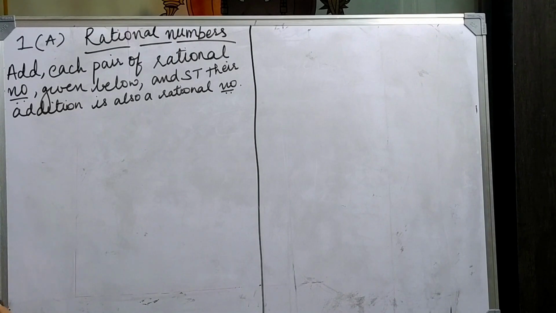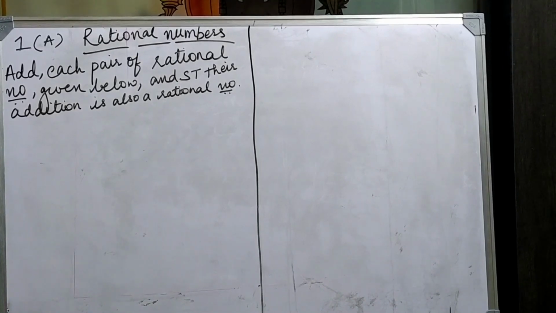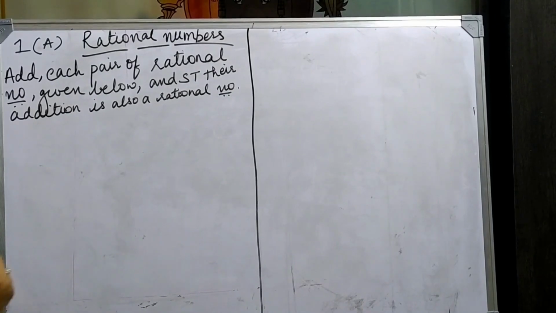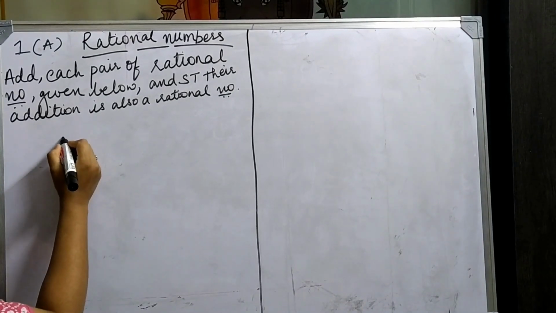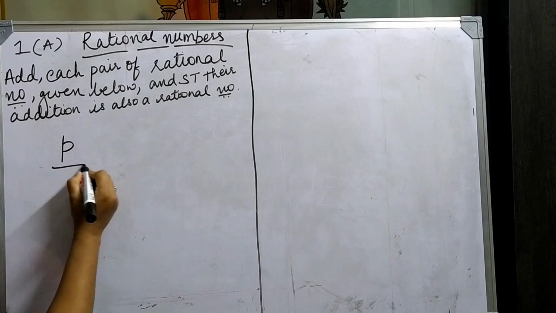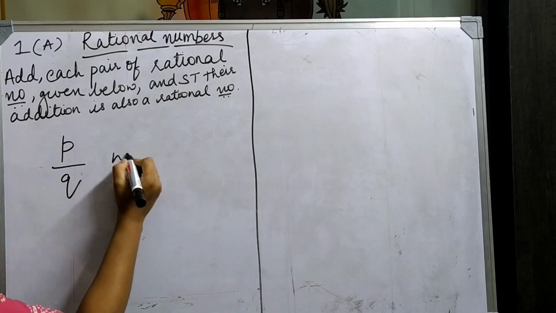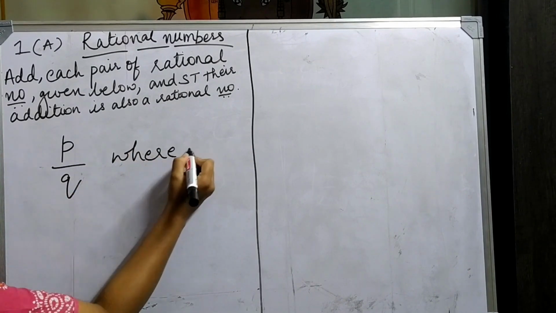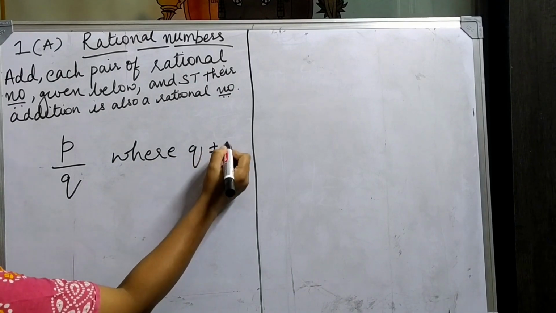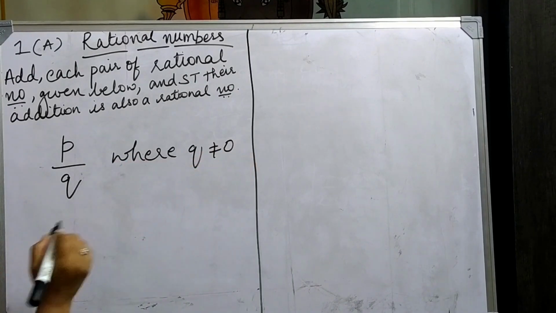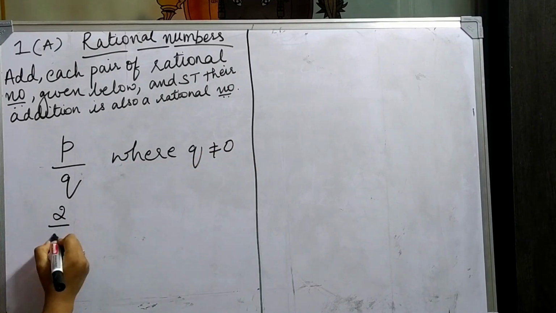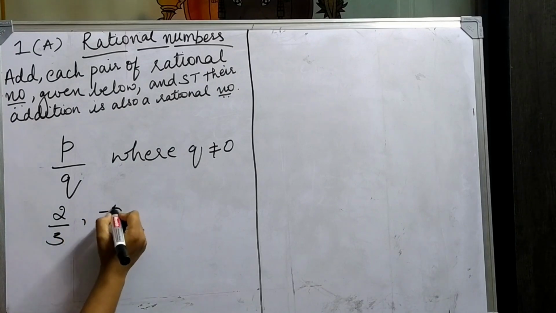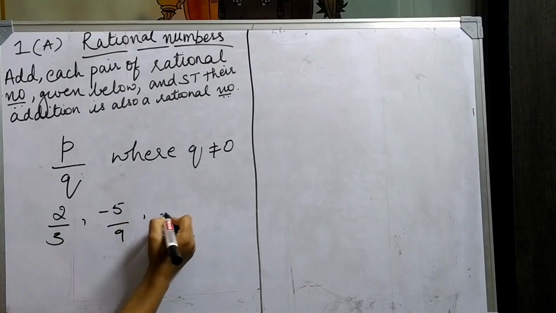about rational numbers. The first chapter is rational numbers. So basically, what is a rational number? Any number that can be expressed in the form of p by q where q should not be equal to 0. Such a number is called a rational number. For example, 2 by 3, minus 5 by 9, etc.